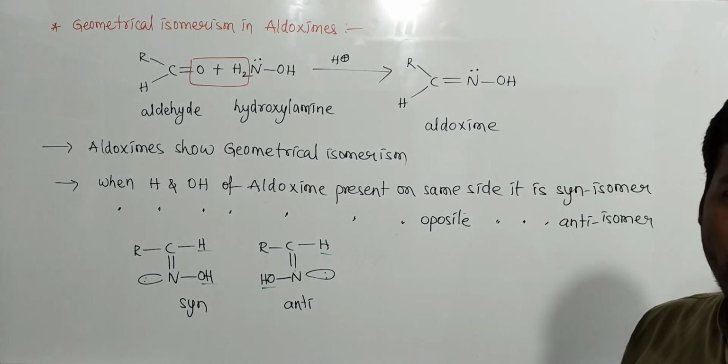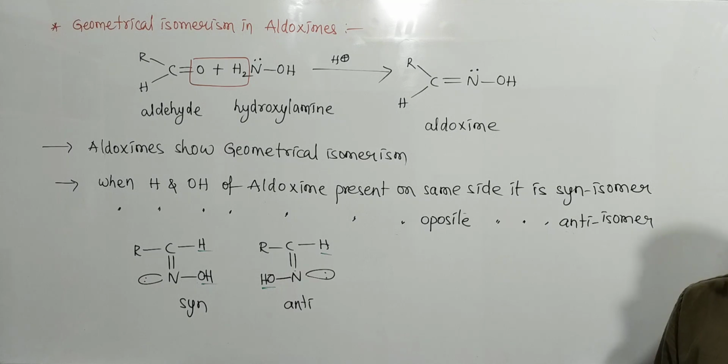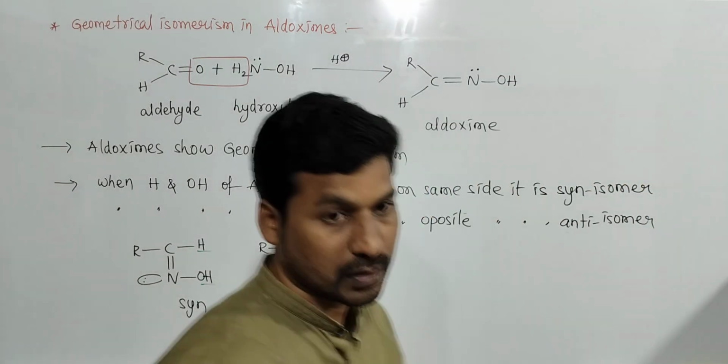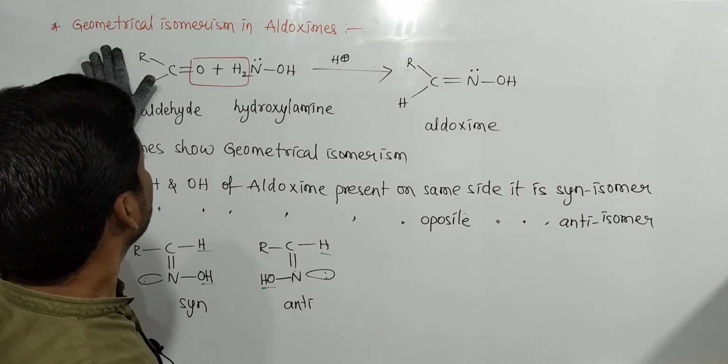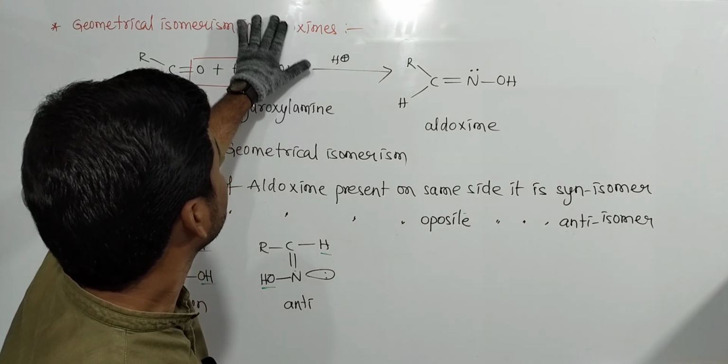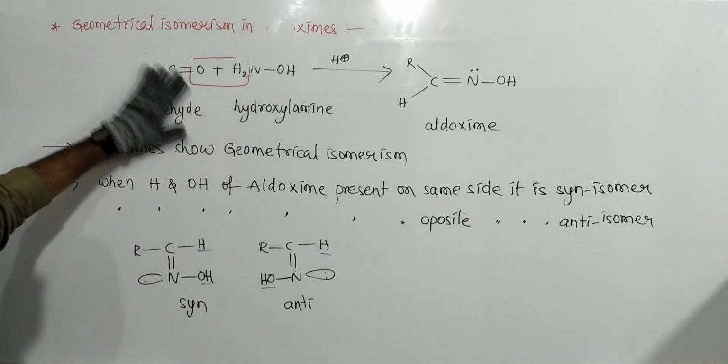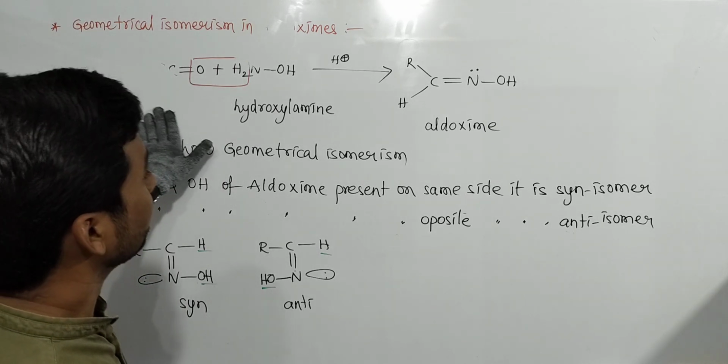Take this one. Next, geometrical isomerism in ketoximes. How much time? 26 minutes. Okay, we are free. Geometrical isomerism in ketoximes. This is aldoxime. Next, ketoximes.